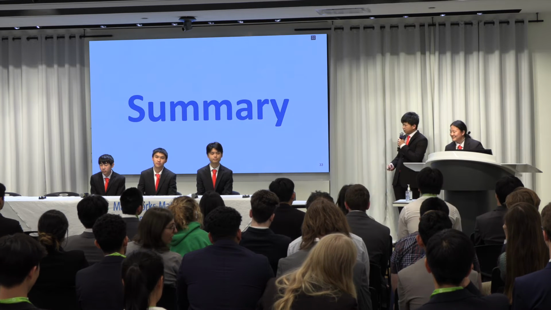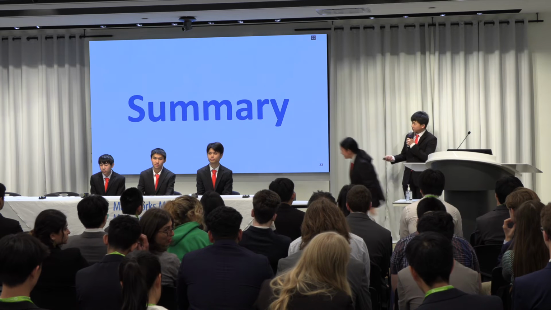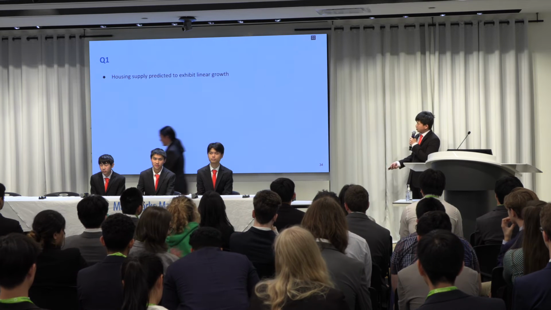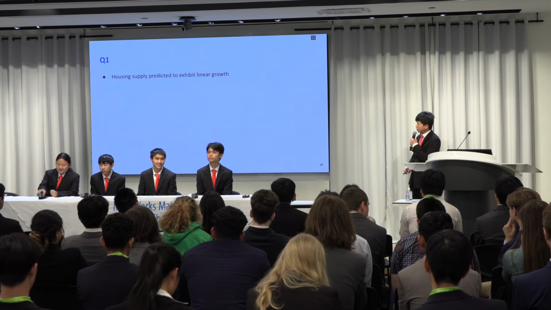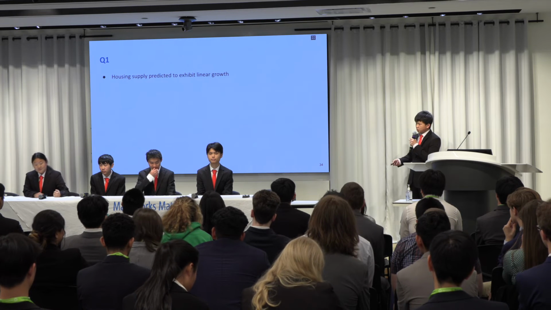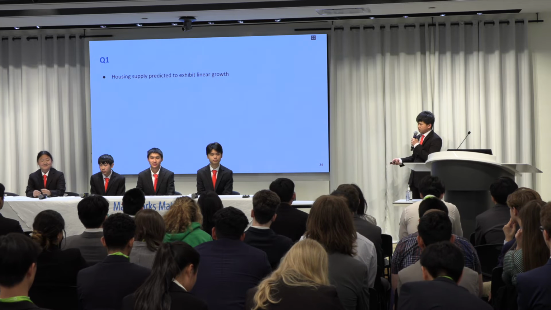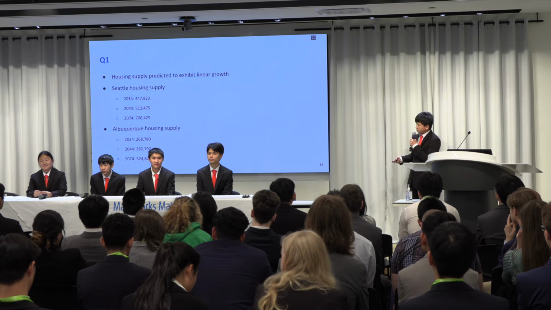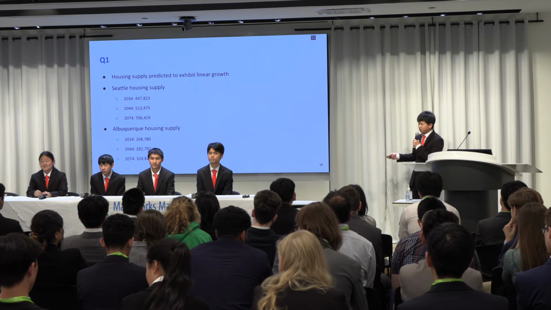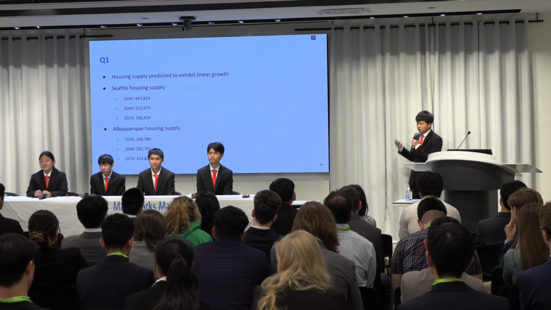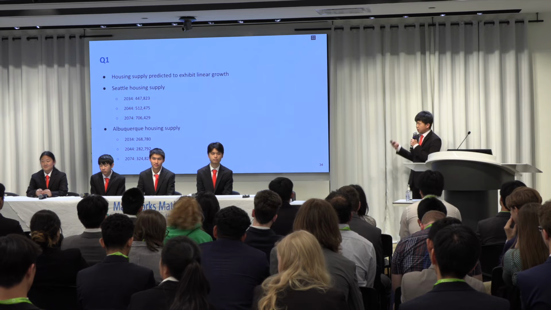Okay, so now I'll briefly be going over a summary of what we've explained so far. In Q1, we were tasked with predicting housing supply for both Seattle and Albuquerque. For this, we predicted that both cities would exhibit linear growth. Therefore, we found that both Seattle and Albuquerque have housing supplies expected to increase, but Seattle's will grow at a much more rapid pace.